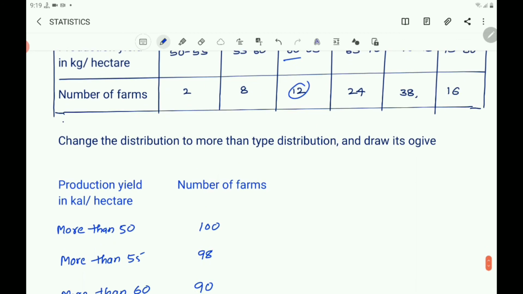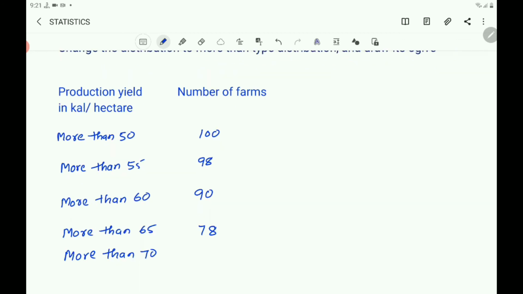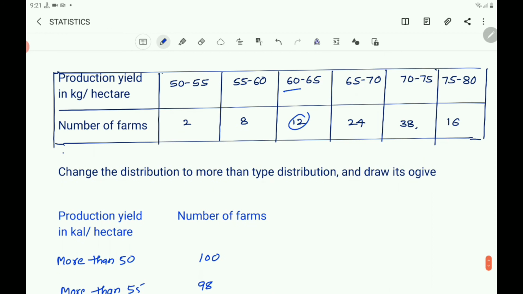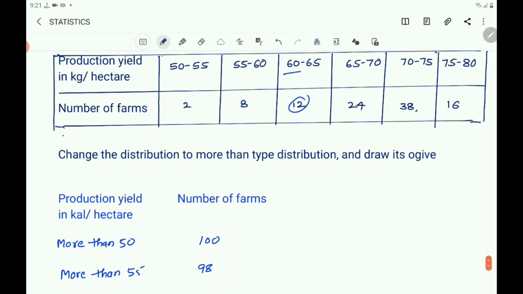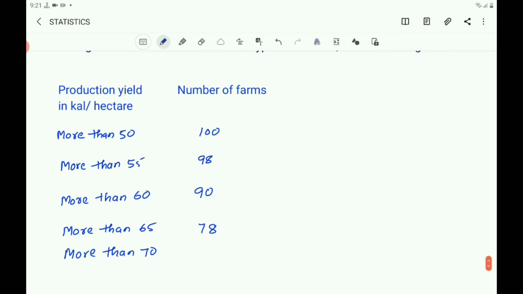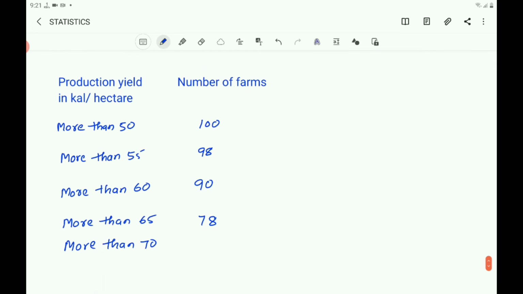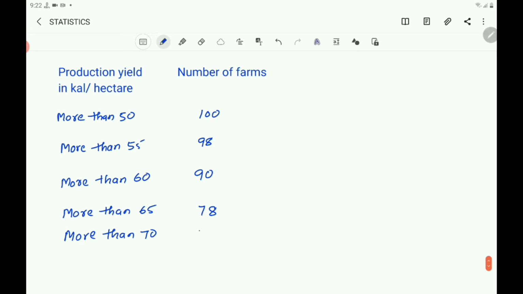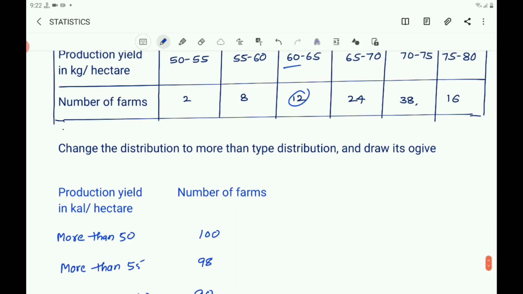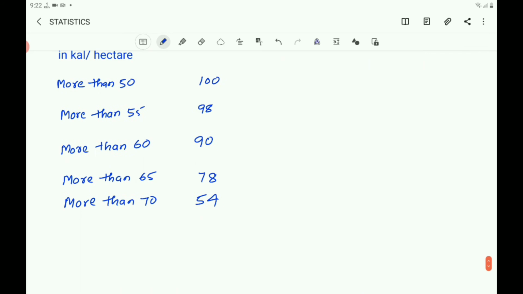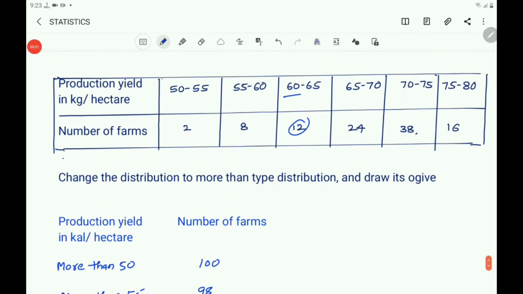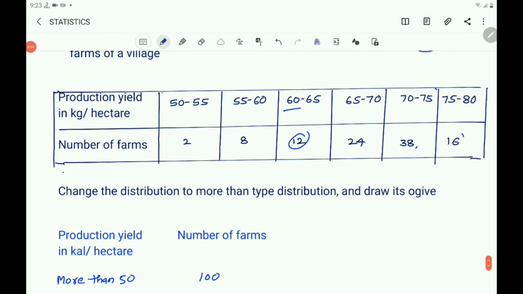Then more than 70. More than 70 means we have to subtract 24 from 78. That is 78 minus 24, which is 54. Next, more than 75. More than 75 is 16 only.